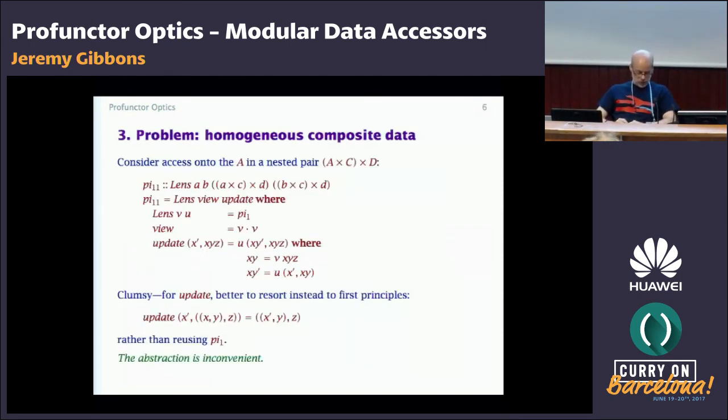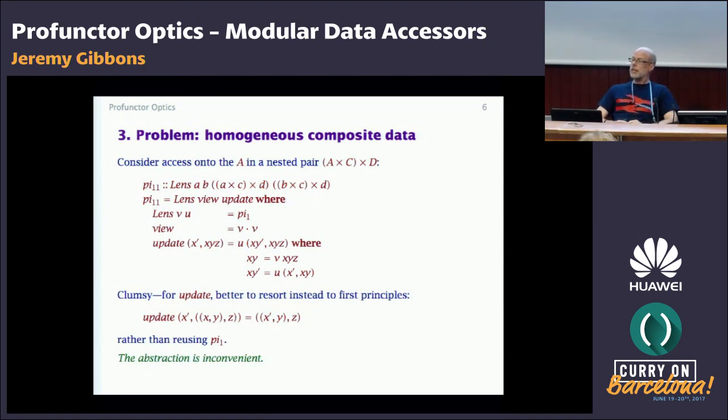Here are the problems. So the first problem is homogeneous composition. So here we have a nested pair. Let's see, it's an A cross C cross D nested pair, and you want to get access onto the A in that. So there is an A in there. There should be a lens that gets it out, and indeed there is a lens. So I've called this pi 1, 1. It gives you the left-hand component of the left-hand component of a nested pair.